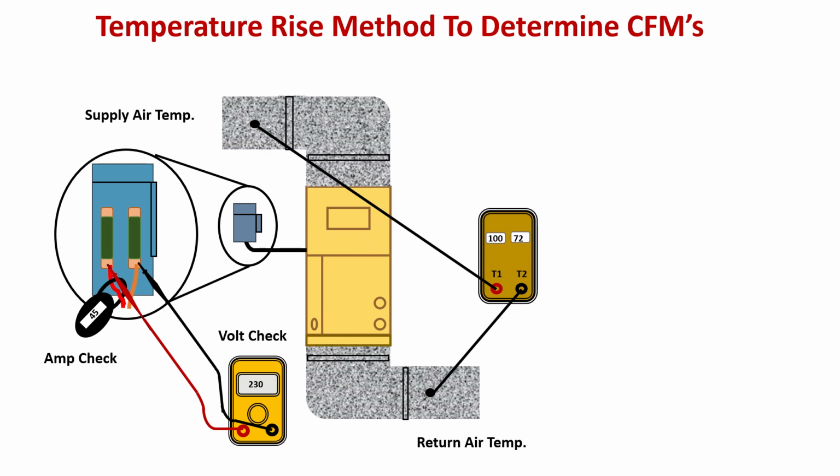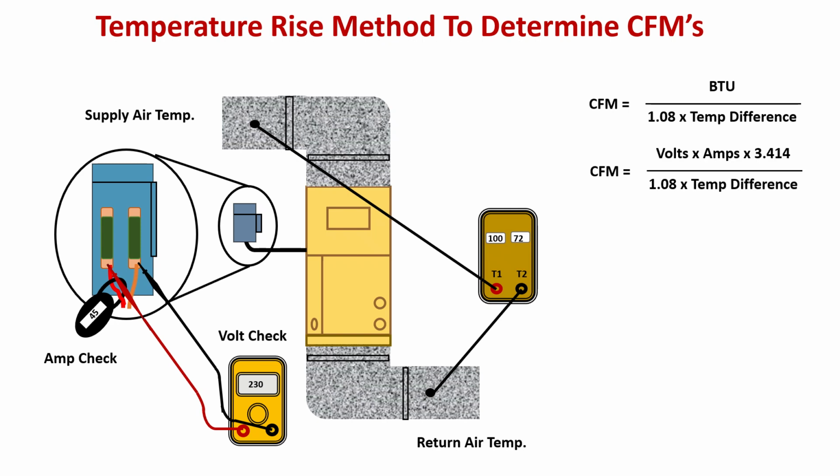Note that the reading for the supply air must be out of sight of the heating elements to avoid the heating effects of radiant heat. The formula is CFM is equal to BTUs divided by 1.08 times the temperature difference. Volts times amps equal watts. 1 watt is equal to 3.414 BTUs.